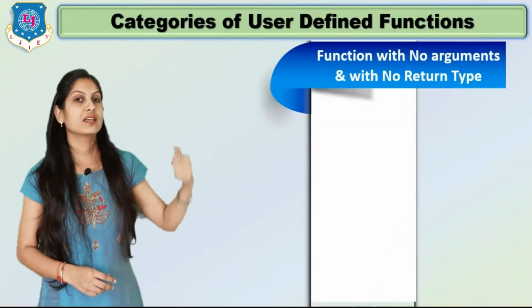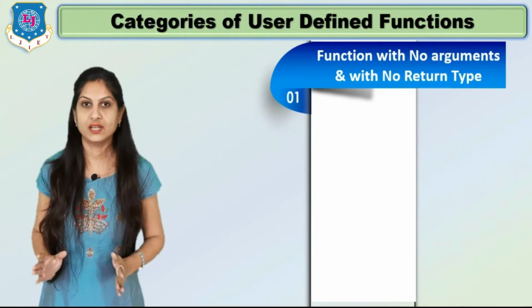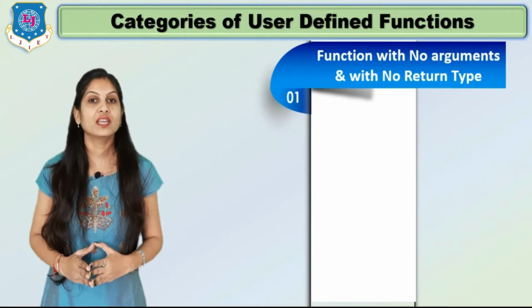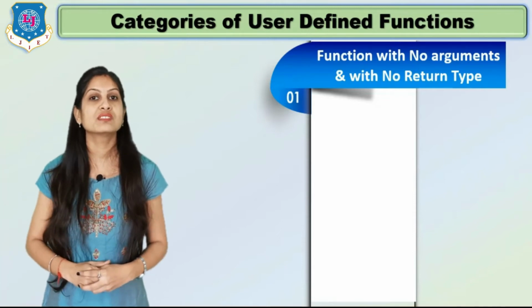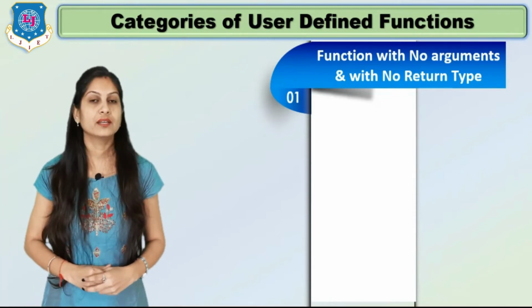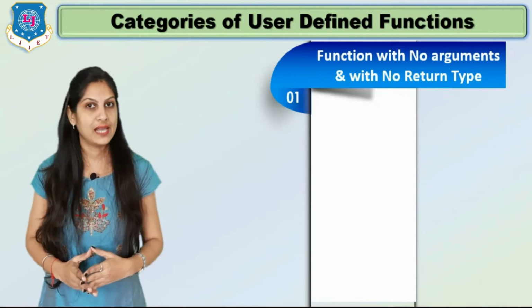So the first category is function with no argument and with no return type. What is the meaning here? No return type means we have to compulsorily use the return type void. Clear? And with argument, that we will discuss in our example.